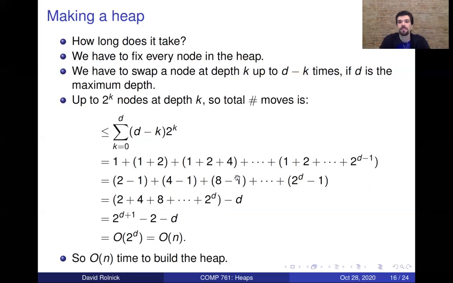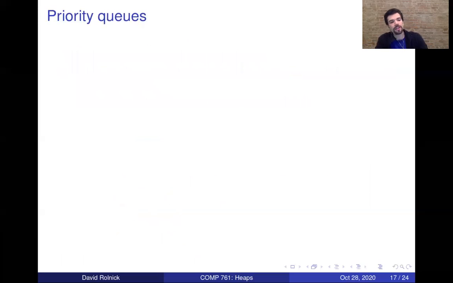Questions? Okay. So now we're going to see priority queues. And we're not going to be able to finish priority queues, but just like a little bit of this. And we'll finish it up next time.